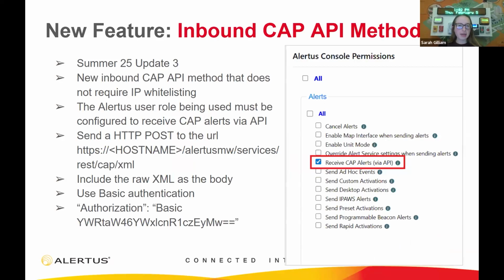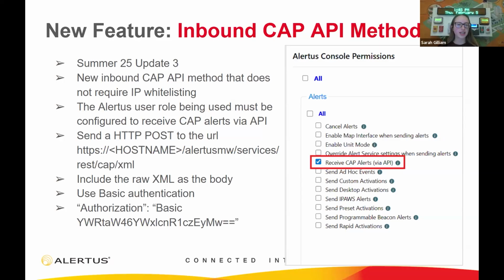So the inbound CAP API method is a new feature introduced in our summer 2025 update 3. It is a simple, secure way to connect other systems to your Alertus server. This new method does not require IP whitelisting, and this eliminates the need to pre-register the sending system's network address, streamlining the setup process. For security and authorization, the Alertus user role utilized for this connection must be specifically configured with the necessary permissions to receive CAP alerts via the API.